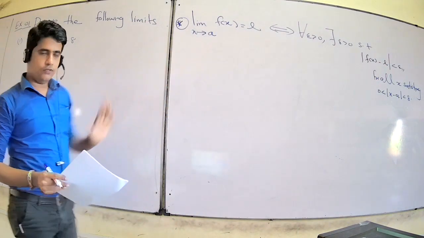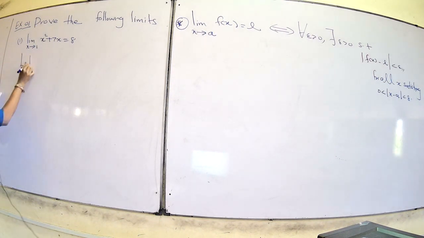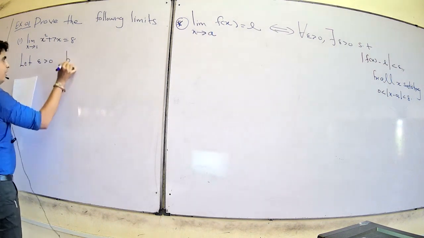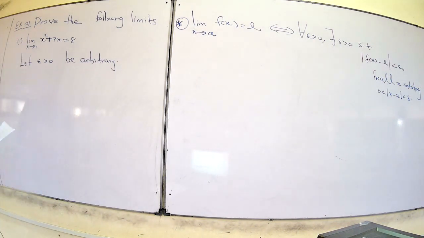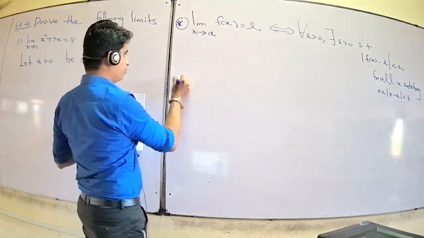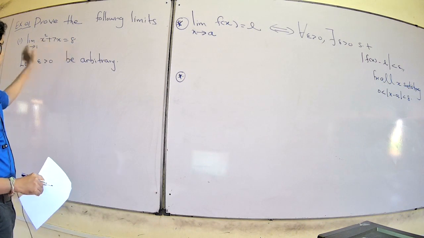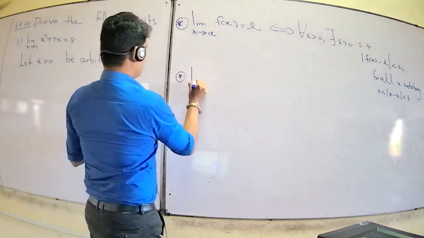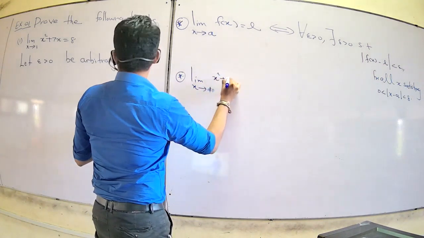First question: limit of x tends to 1, x squared plus 7x equals 8. For that, you will write like this: let epsilon greater than 0 be arbitrary. You can choose any number, epsilon greater than 0, arbitrary. What is your claim for this question? Your f of x is this one, L is 8, a is 1.